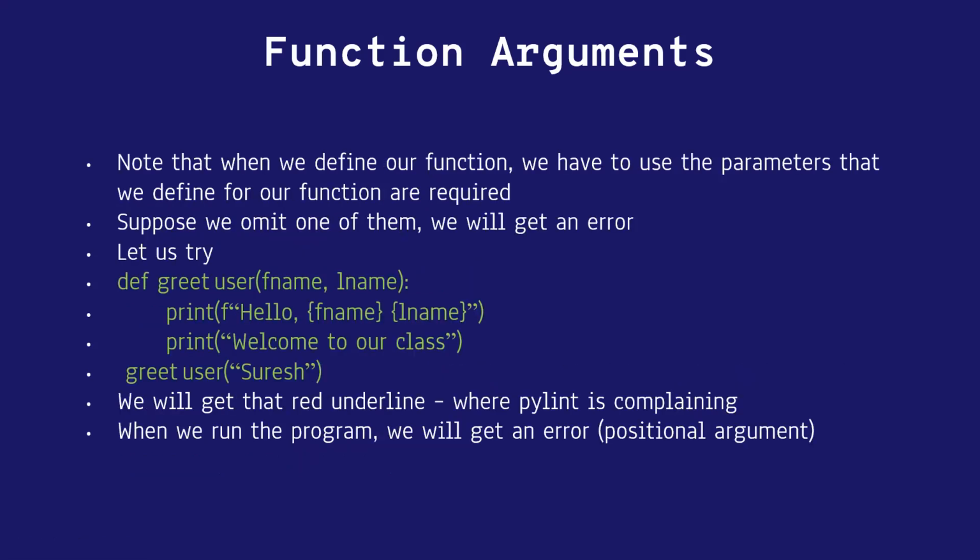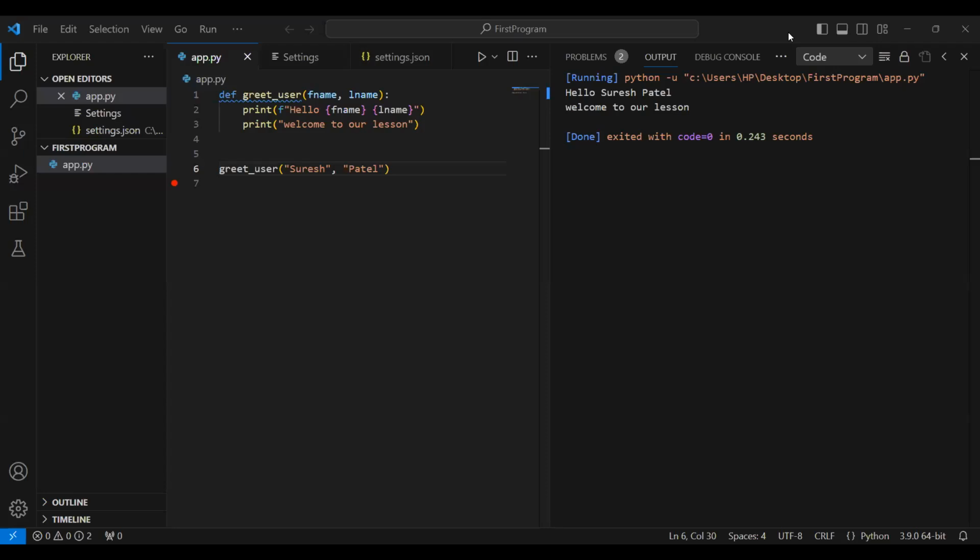Note that when we define our function, the parameters that we defined for the function are required. Suppose we omit one of them, we will get an error. I want us to try this. So maybe we provide one like that. We provide one argument like that. Then we save, then we run this.